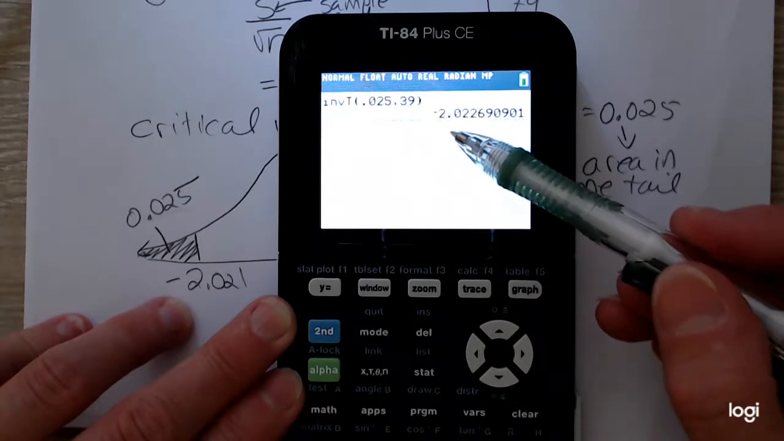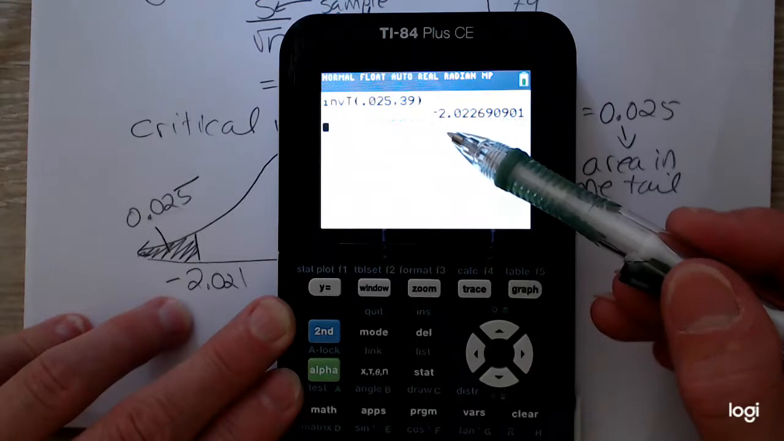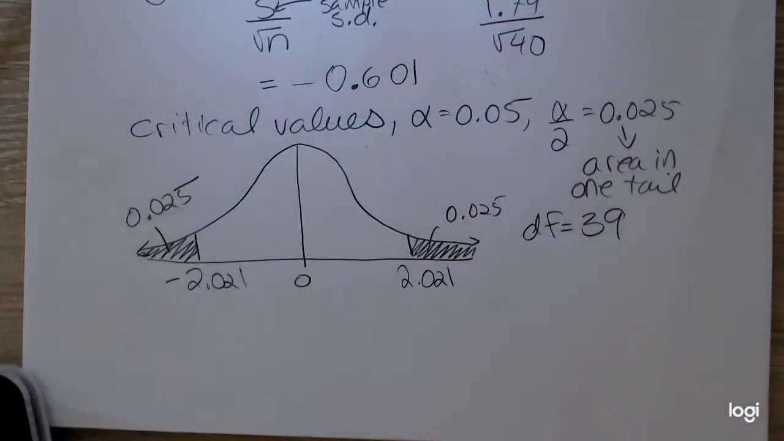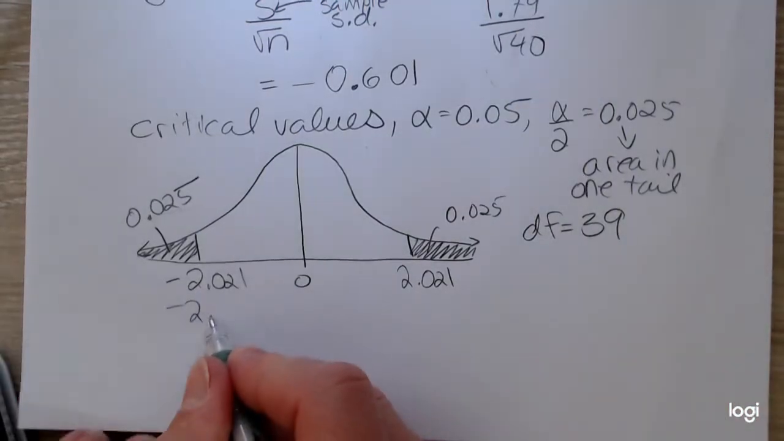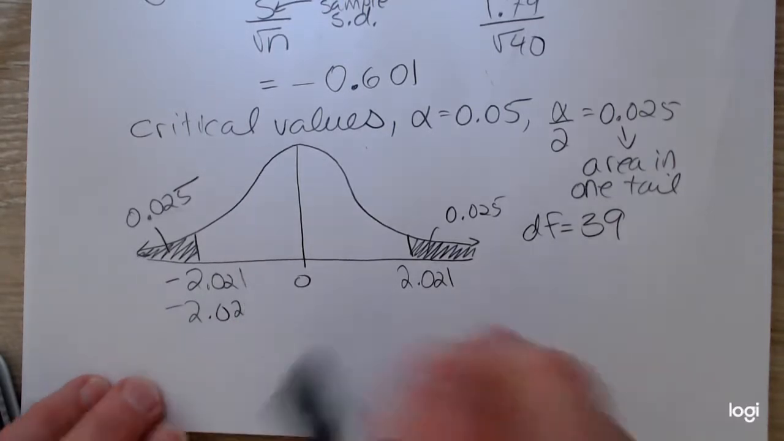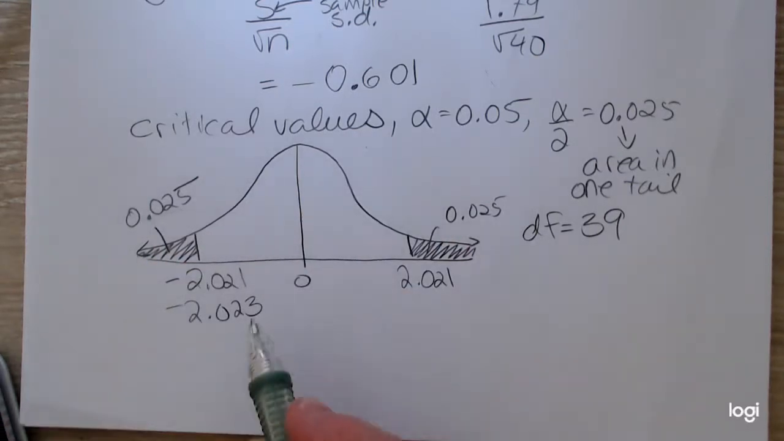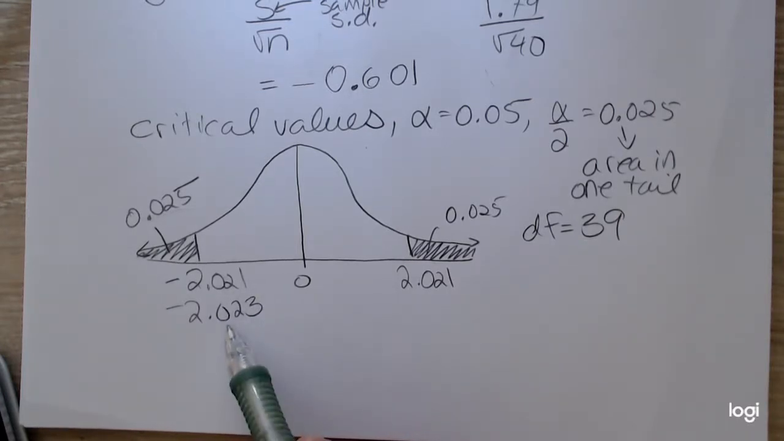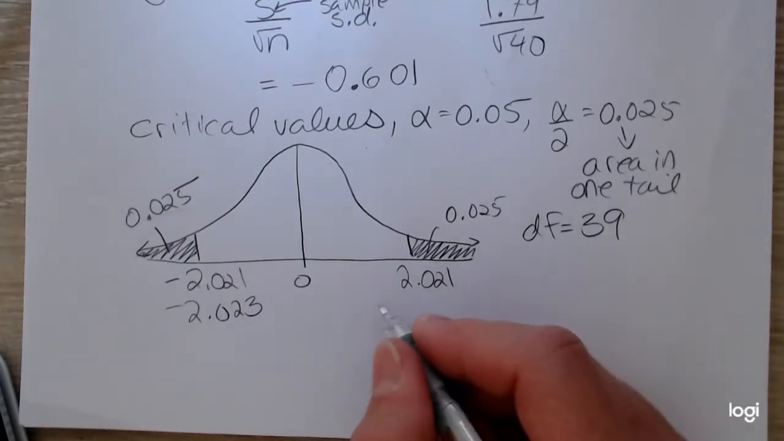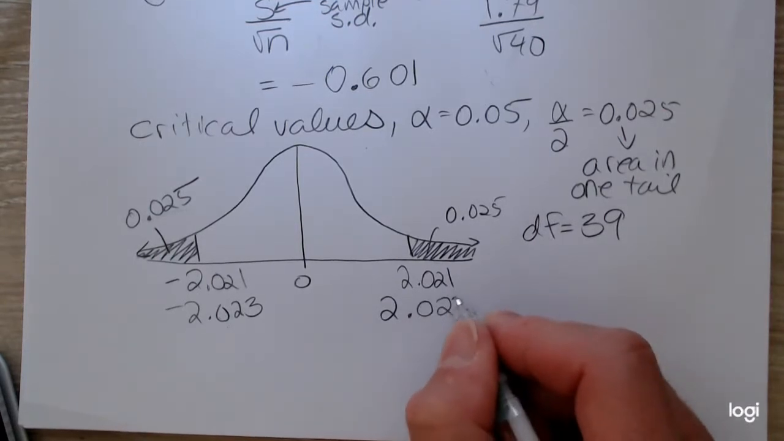All right, so a little more accurately, this lower critical value is going to be negative 2.023. Oh, that's correct. My apologies. Which is reasonably close to the critical value I got when I used the table. And by symmetry, this upper critical value will be positive 2.023.